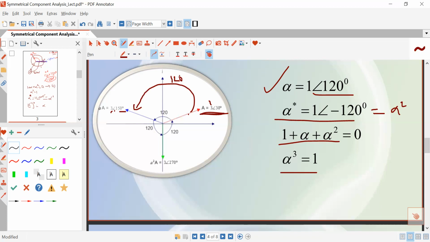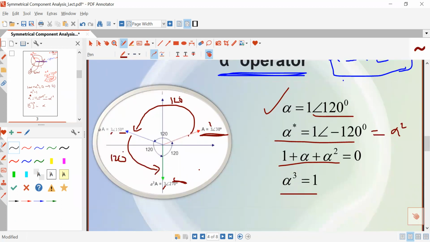When again you multiply alpha with this blue color vector, this vector will again rotate by an angle 120 degree and you will get the green color vector. The magnitude of this green color vector will be same, but this angle 120 degree will be added here. So in conclusion, you can say when you multiply alpha with any vector, then that vector will rotate by an angle of 120 degree in anti-clockwise direction without changing the magnitude. So this is also important to understand symmetrical component analysis.